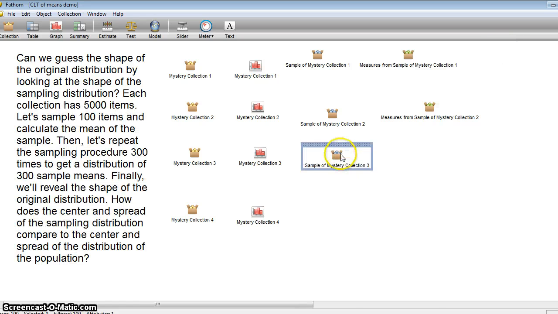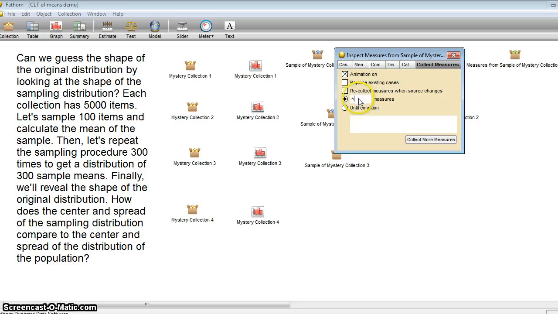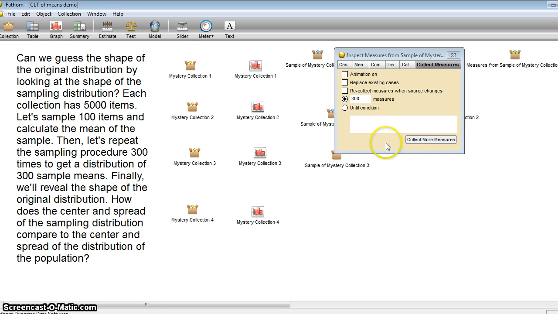And let's move this down here. And we will now collect some measures. We want to do this 300 times just like we did before. And then we're going to once again generate the graph, look at its center, and see if we can use the graph of the distribution of sample means to predict the distribution for the mystery collection. So let's graph that.